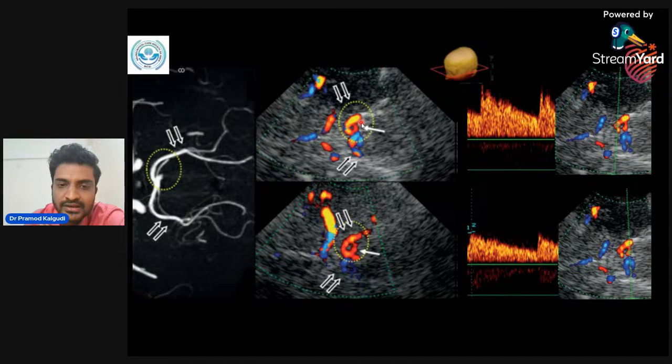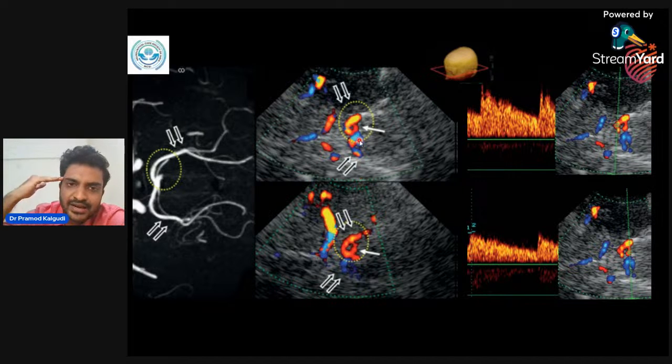So with that, we'll enter the PCA segment. Again, start with the axial plane, visualize the MCA, visualize the pons. Just in front of the pons, you have your PCA. So this is your PCA on this side and PCA on the opposite side.